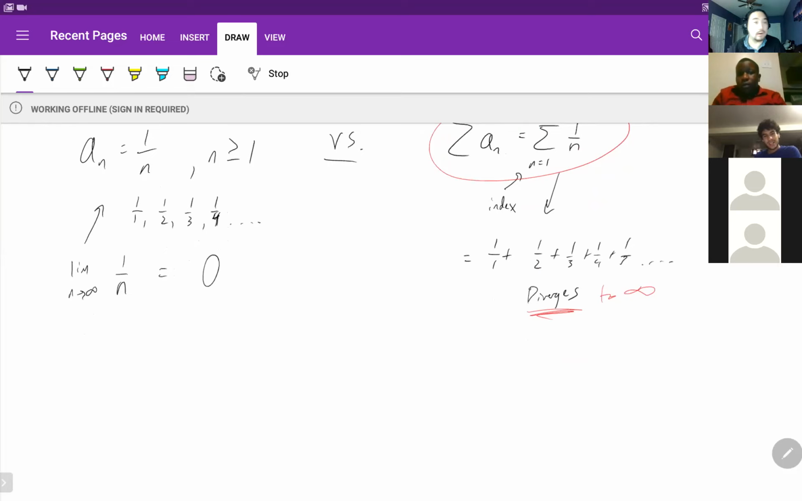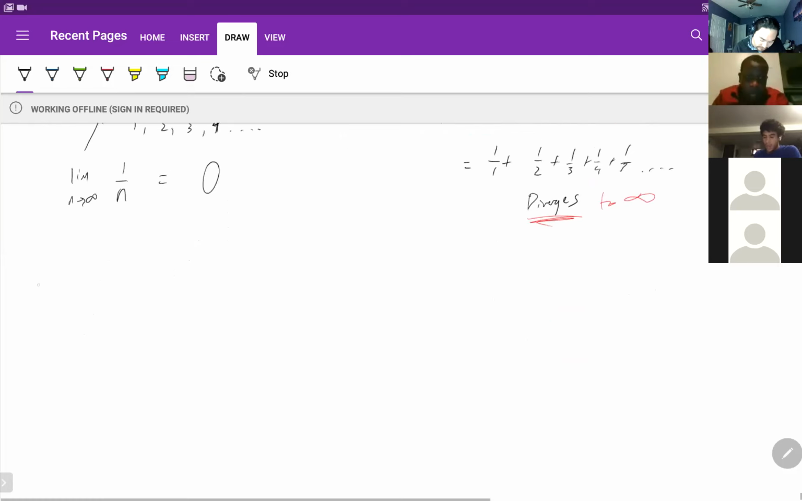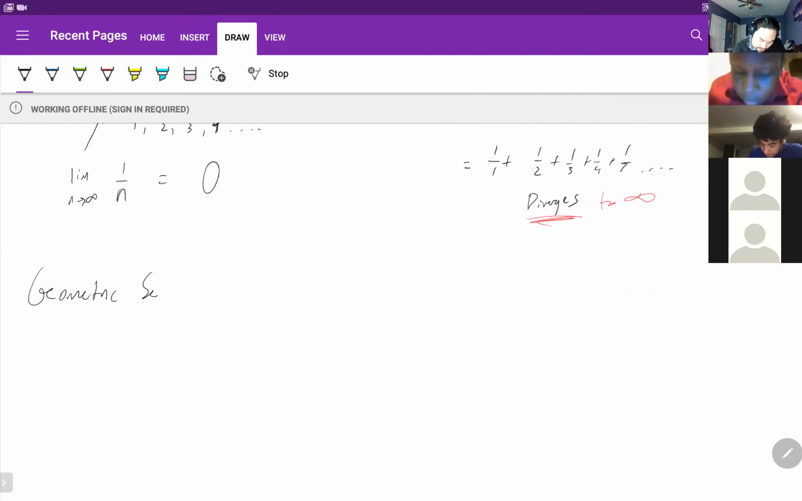So where are we? We are talking about geometric series now. Some of you may be familiar with geometric series because you may have played with them a little bit, but we're going to go more in depth here. I'm actually going to come up with the formula for how to sum up a geometric series. All right, you guys ready?